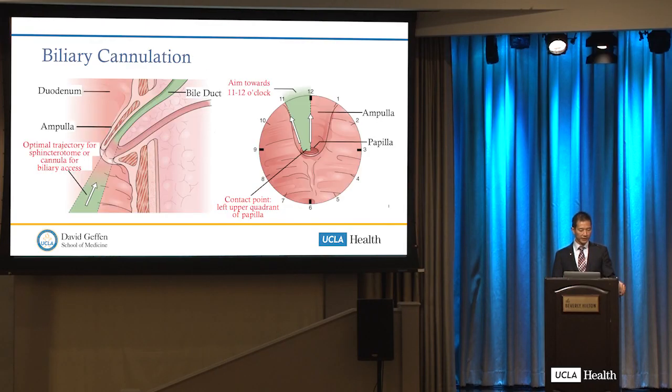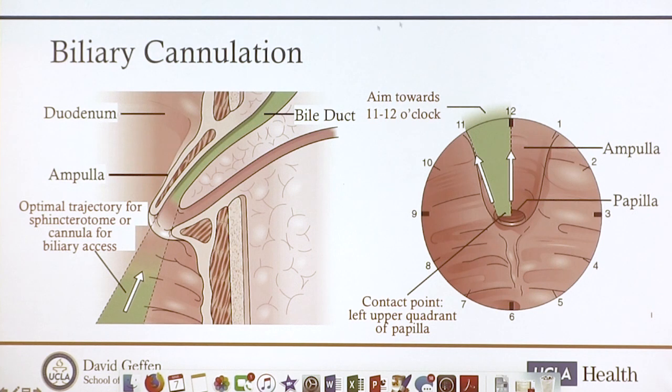For biliary cannulation, you want to think about the trajectory of where you want to put your guide wire. Right, so the picture on the left, understand the bile duct is kind of superior to the pancreatic duct. You want to get underneath the ampulla and have an axis where you're shooting up into the bile duct, into the 11 and 12 o'clock position when you're looking at the ampulla.